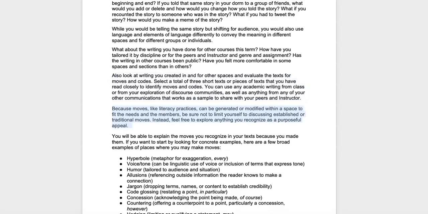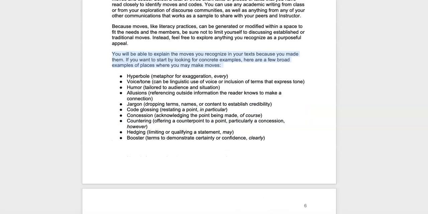Because moves, like literacy practices, can be generated or modified within a space to fit the needs of the members, be sure not to limit yourself to discussing established or traditional moves. Instead, feel free to explore anything you recognize as a purposeful appeal. You will be able to explain the moves you recognize in your text because you made them.